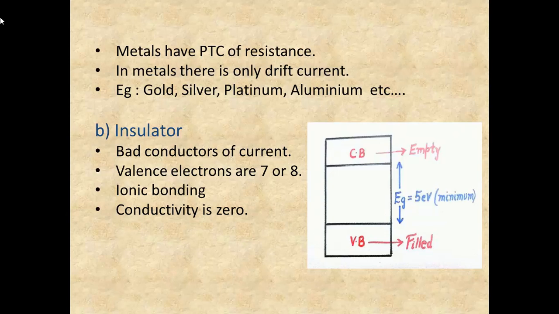In metals there is only drift current. Only drift current because in metals there are only electrons, and if there is one charge carrier, that is the electron, there is only a drift current. Some good examples of metals are gold, silver, platinum, aluminium and many others.